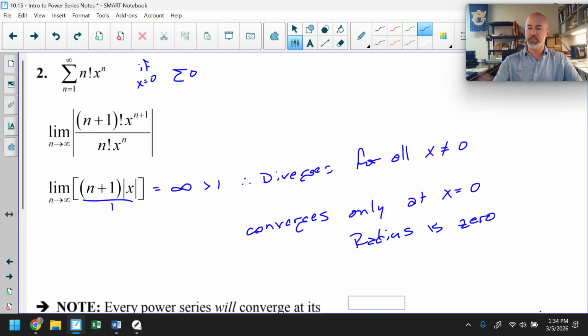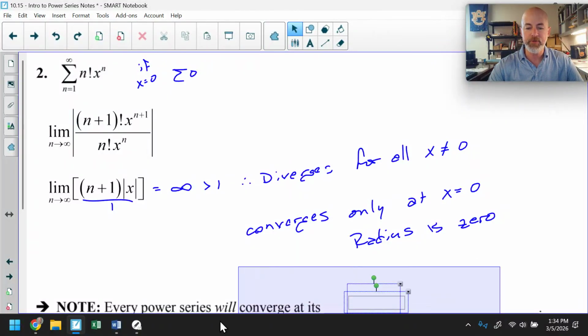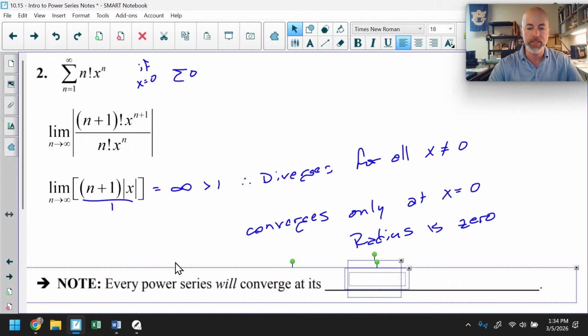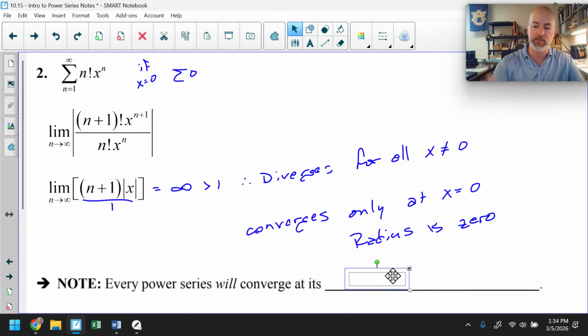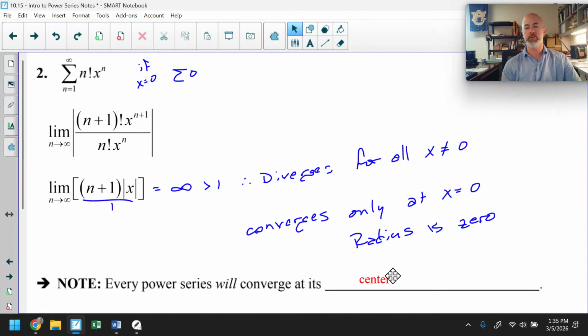The radius of convergence is 0. And the main point that I want to drive home with this one is every series will always converge at its center. So if you do get a blowing up limit, remember that the center of the series will result in a bunch of zeros and it will converge.